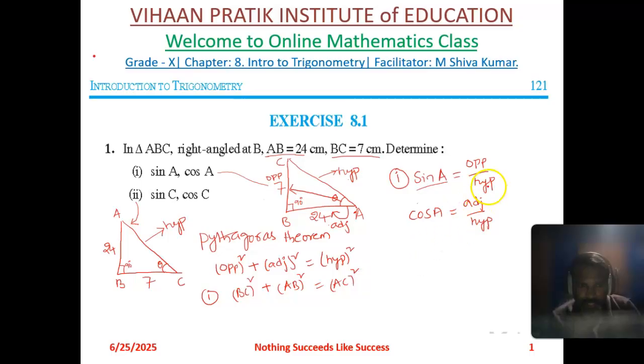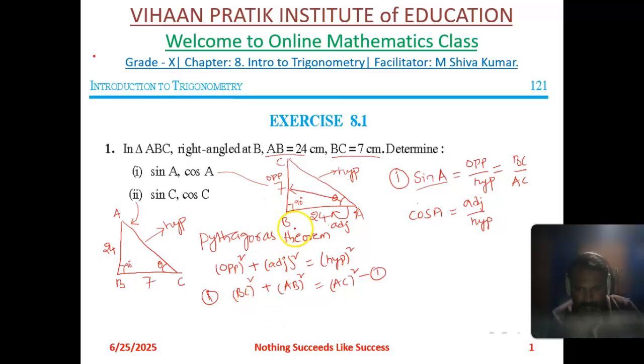So in order to find out the ratio sin A, sin A equals opposite, which is BC, which is given, by hypotenuse AC, which is not given. We need to find out the hypotenuse. The value of hypotenuse AC square can be easily obtained by substituting the values of BC and AB into this equation 1. Okay, now this is bit 1, this is equation 1.